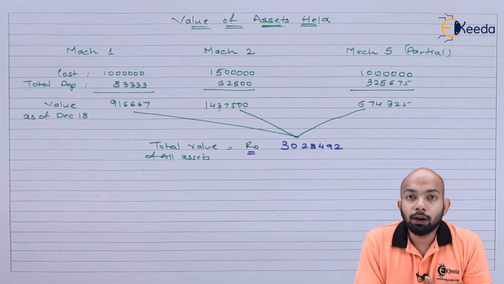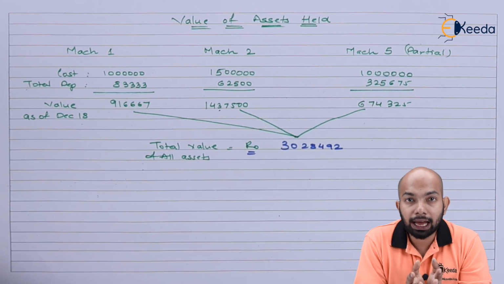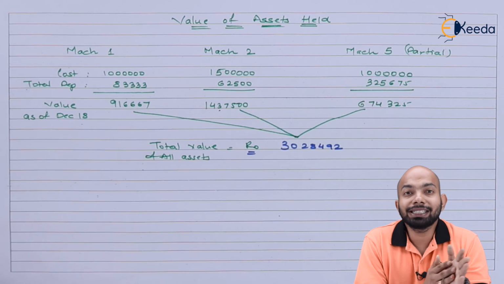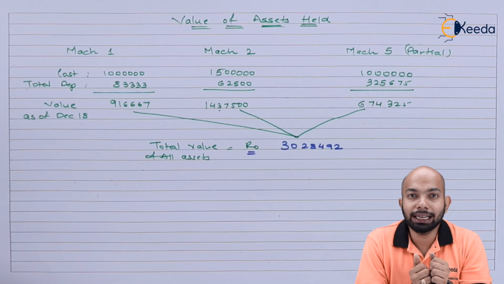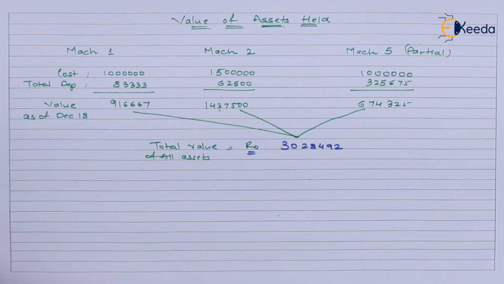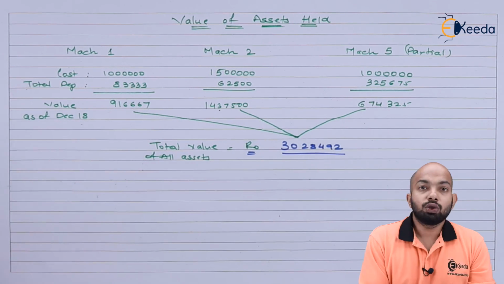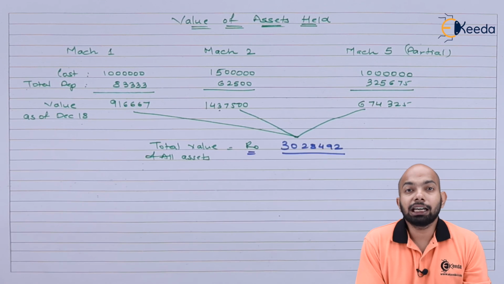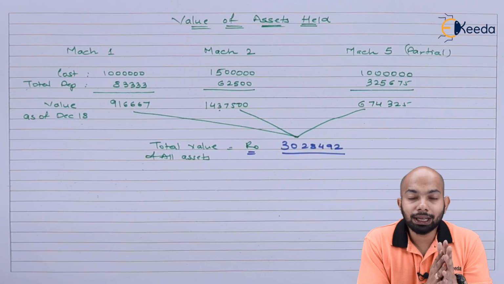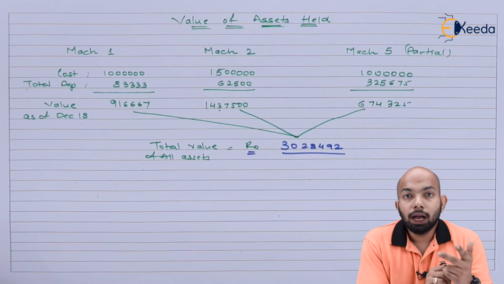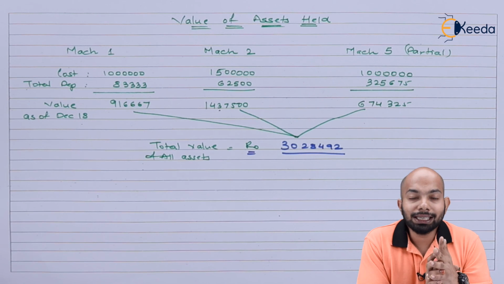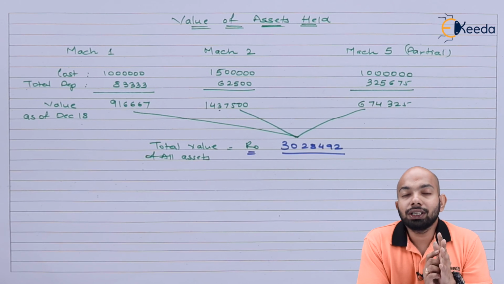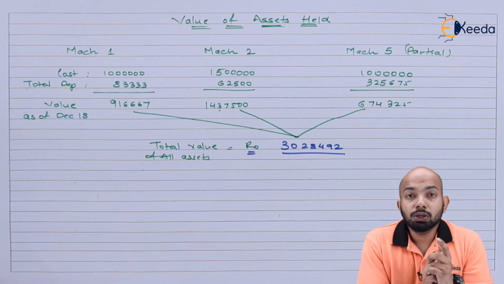So now that we have figured out the value of all these assets, we have accumulated the total value, and figured out that whatever asset we have with us at the end of the year, that means December 2018, that's the value that has been highlighted there. Let's go ahead and underline it. So in total, we have 30,28,492 worth of asset. That means all those three assets that we hold with us, machine 1, machine 2, and machine 5 partial asset costing rupees 10 lakh we still have with us, that total is coming to somewhere around 30 lakh rupees.